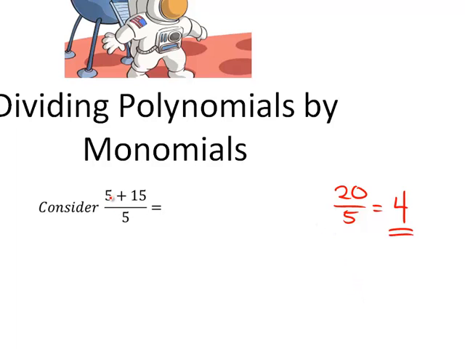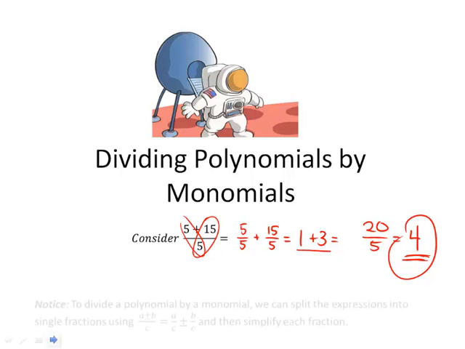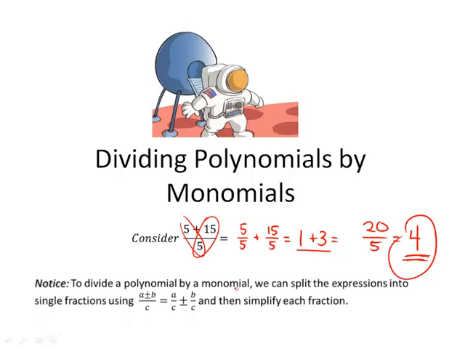Another way to consider it would be to split it up and say that I'm going to divide 5 by 5 and 15 by 5, which then gives me 1 plus 3, which also equals 4. So we can use this idea of splitting up each term and dividing it separately by the denominator to achieve an answer. So dividing a polynomial by a monomial, we can use this property of creating single fractions, and then we can simplify each fraction.